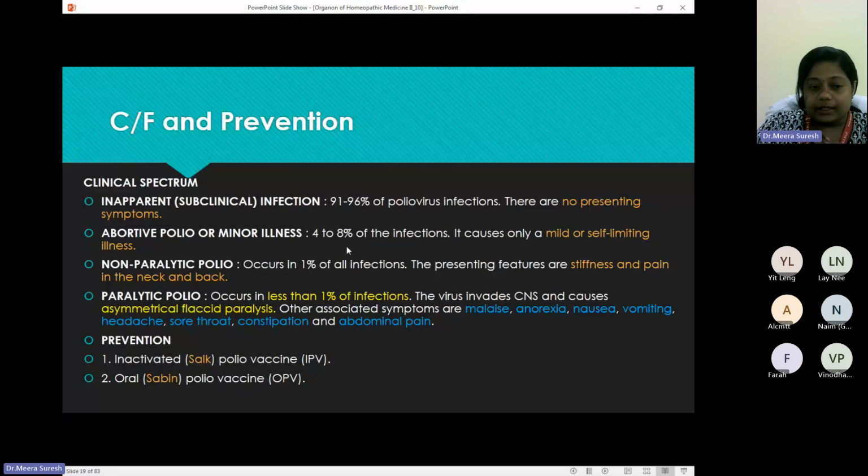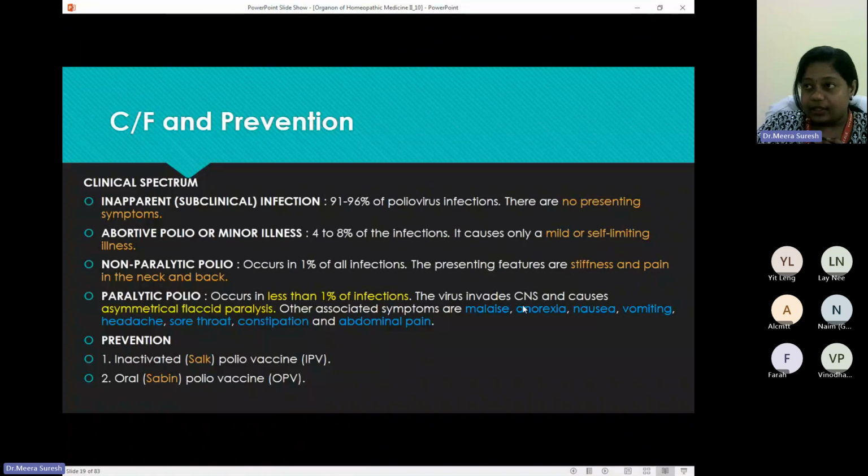Then 4 to 8 percent can have abortive polio, a minor polio illness, which is very mild or self-limiting. Then there can be non-paralytic polio. In about 1 percent of all infections, the presenting features will be stiffness and pain in the neck and back. There can be paralytic polio, which occurs in less than 1 percent of infections. So among the people infected with the polio virus, less than 1 percent will have paralytic polio.